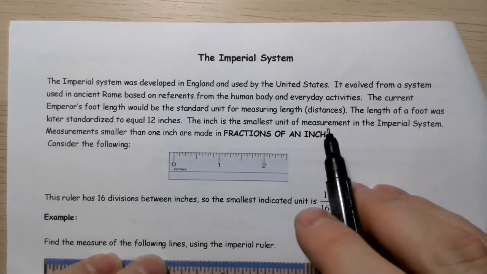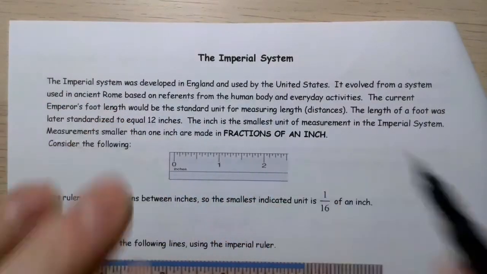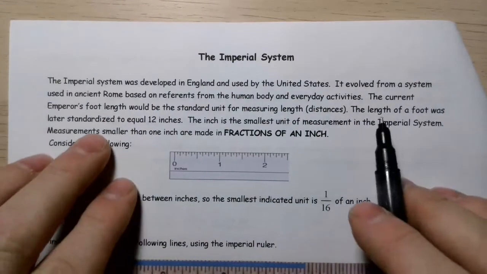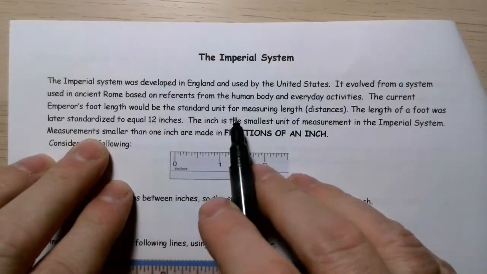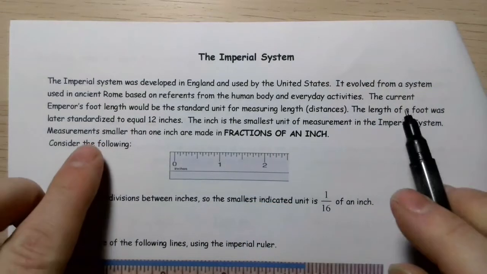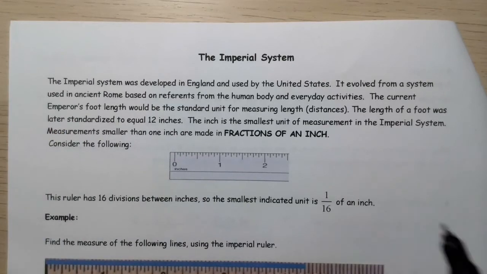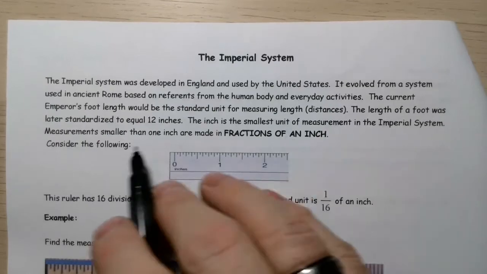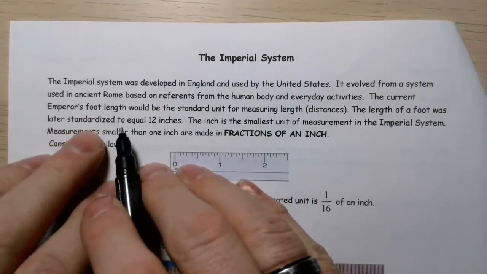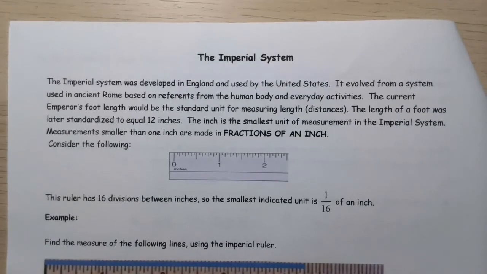So it has evolved from a system used in ancient Rome, based on reference from the human body and everyday activities. So the current emperor's foot length would be the standard unit for measuring length. And you can see right there, the current emperor's foot length, well, that means it's going to change. That evolves from time period to time period. That's a bit problematic. The length of the foot was then later standardized, and that's what we needed, to 12 inches. So now that makes that a more trustworthy measurement.